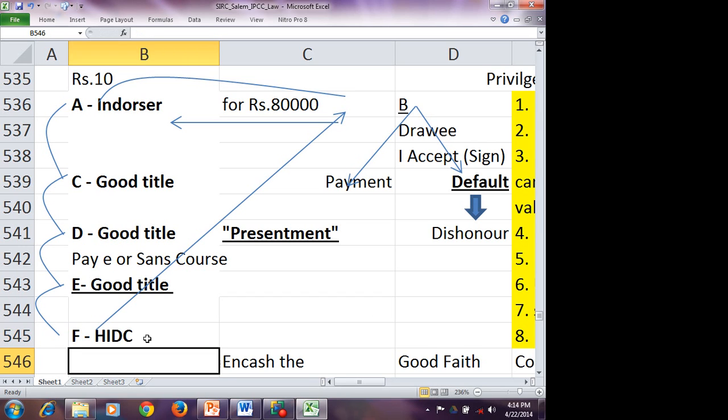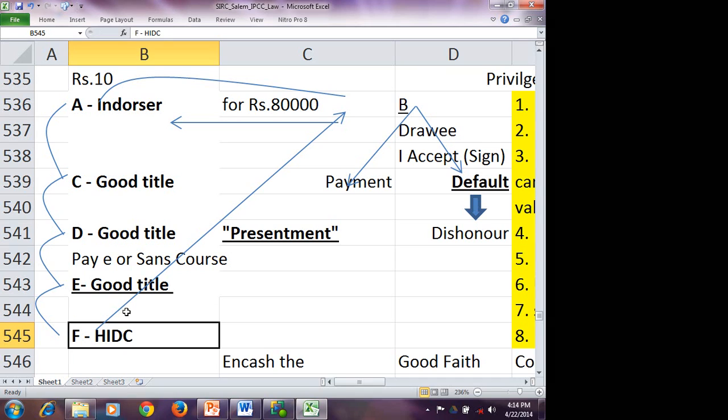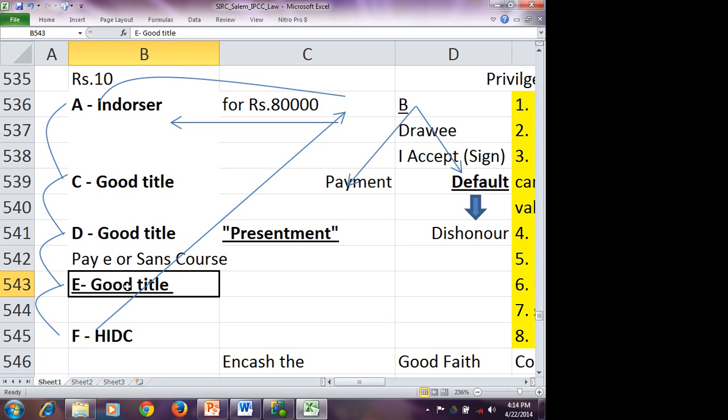Let's say F is a holder in due course. F goes to B for presentment. If B makes a payment, okay. If B defaults, F can sue E. E cannot sue D, because D has effected a sans course endorsement. I transferred the risk of non-payment. Don't turn back on me in case the primary person defaults.